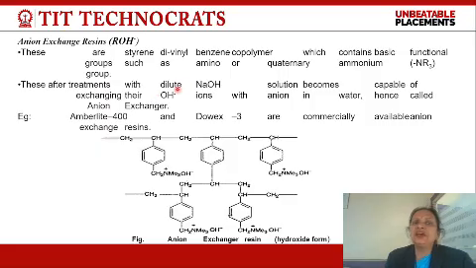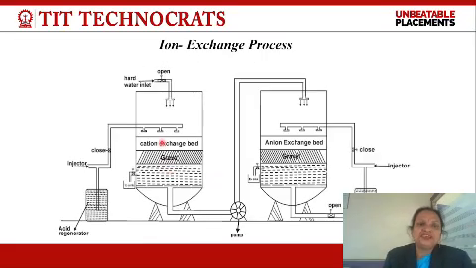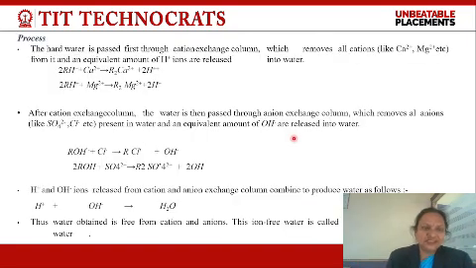These, after treatment with dilute NaOH solution, become capable of exchanging OH ion with the anion in water, hence called anion exchanger. The commercial name is Amberlite 400 or DOX3. In the market, they are available with these names. This is the structure of anion exchanger. Now, as we know, this cation exchanger has hydrogen ion to exchange and this anion exchanger has OH ion to exchange. Now we discuss the process.